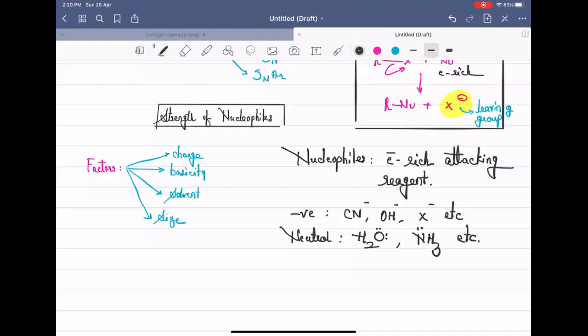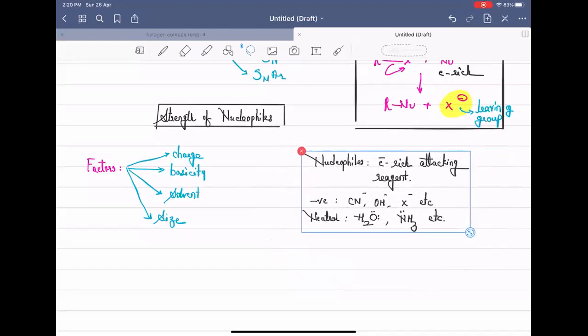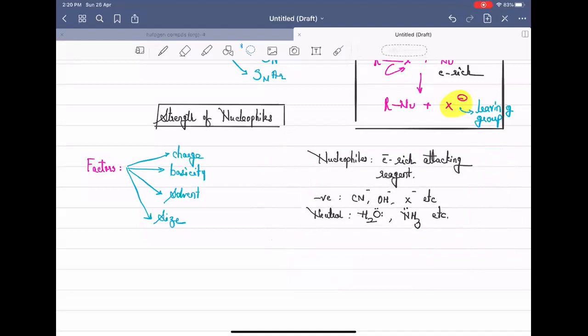So these are all different neutral nucleophiles. So nucleophiles are basically electron-rich attacking reagents. They generally attack the electron-deficient part of the substrate, the part which is most electron-deficient, many a times shown by a plus delta sign. That is the part of the substrate which has partial positive charge, and any nucleophile would attack it.